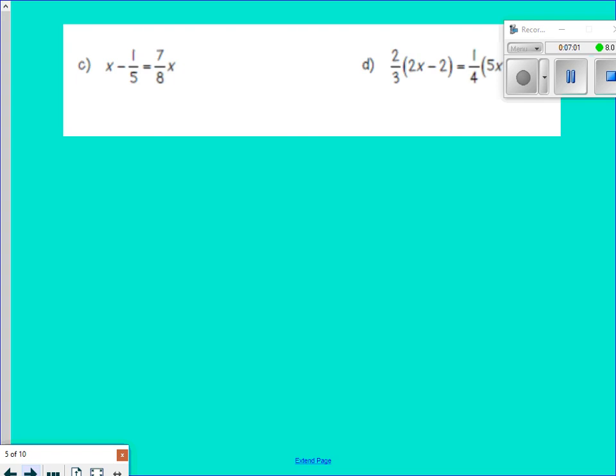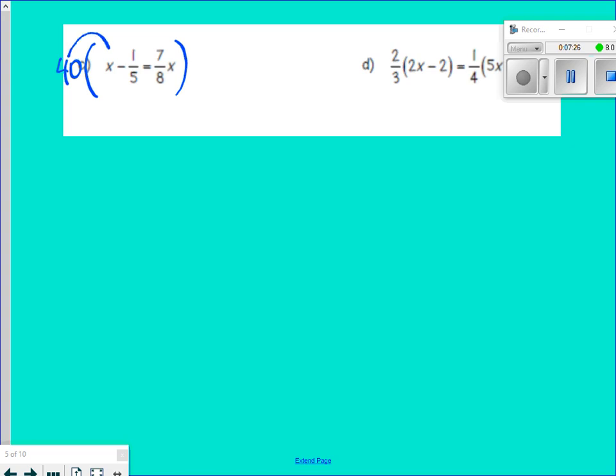Let's do one more example. The last one that we'll do is C. Look at your denominators of 5 and 8 and determine a least common denominator. In this case, it will be 40. And we're going to distribute 40 to everything inside the parentheses.